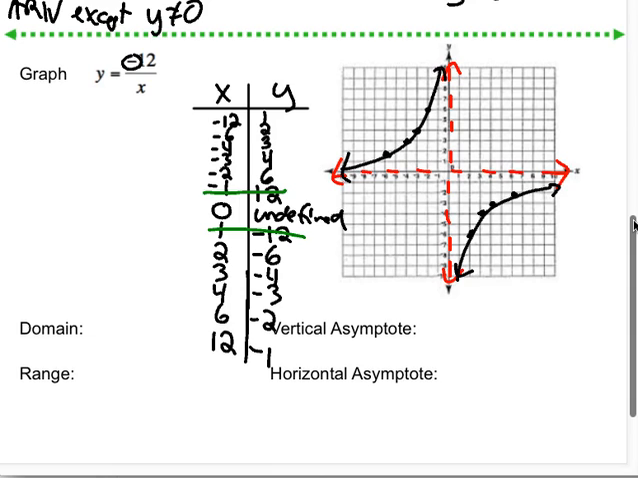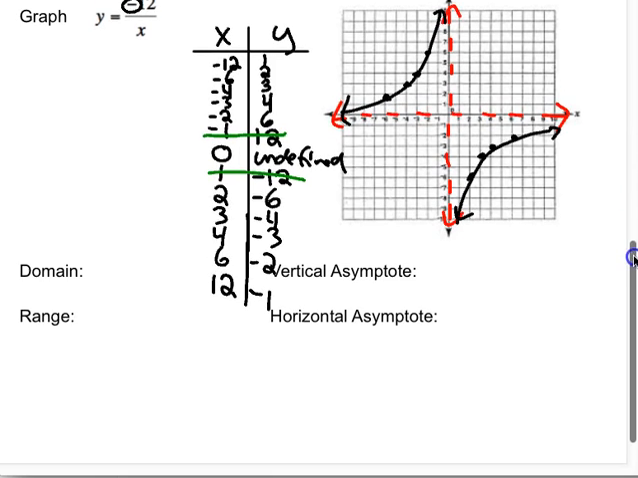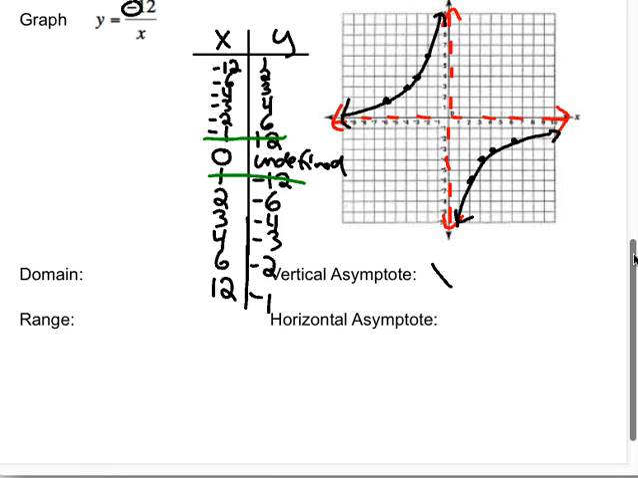And just like we expected, my A is negative, so notice that my branches are in those opposite quadrants, okay? It flipped quadrants. Vertical asymptote, again, there was no shifting, and there's no shifting for my horizontal asymptote either. So their home is always at 0.